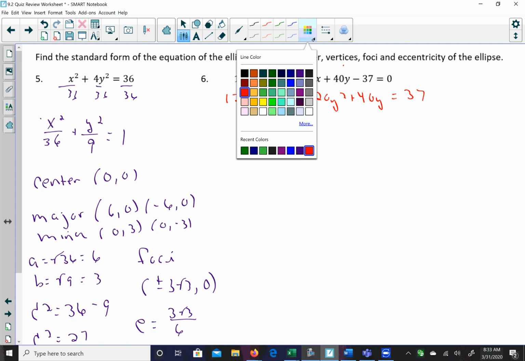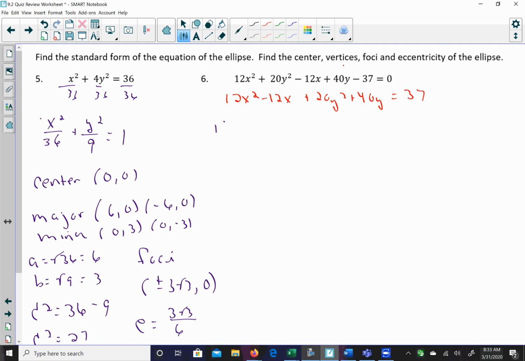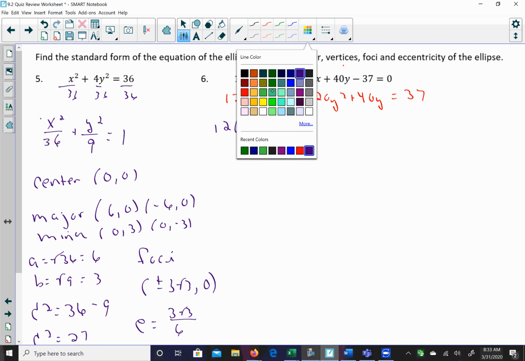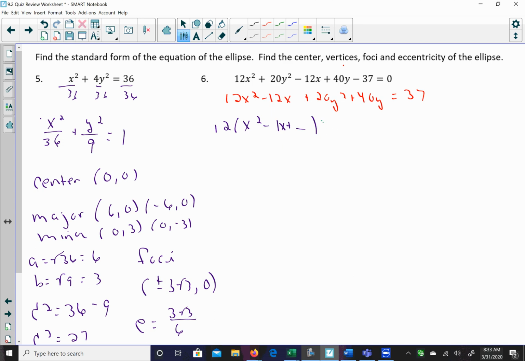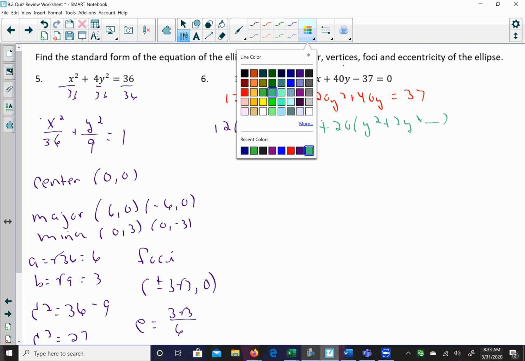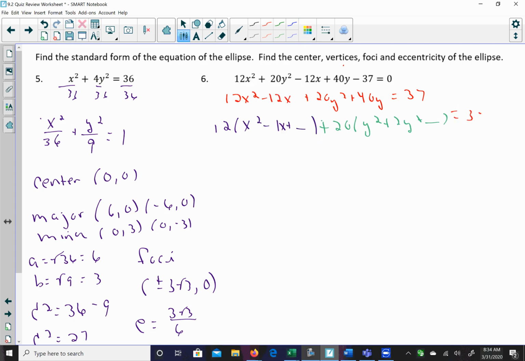For the x's, I'm going to factor out a 12, so I'm going to make it 12 times the quantity of x squared minus 1x, and then I like to leave a space. For the y's, I'm going to factor out a 20, so this will be plus 20, and then this is y squared plus 2y, I like to leave a space, and then this is still equal to 37.